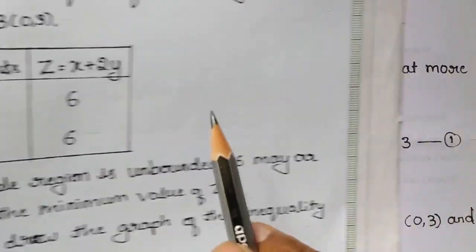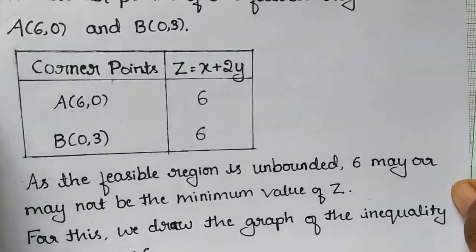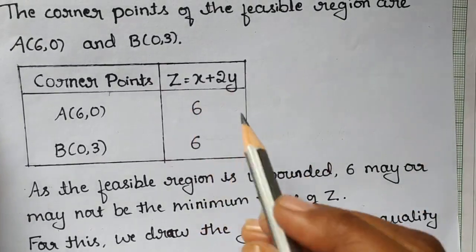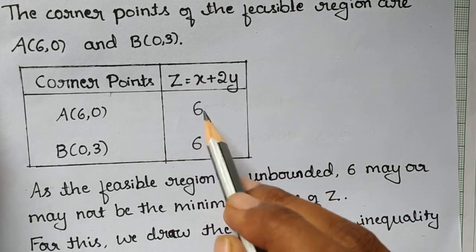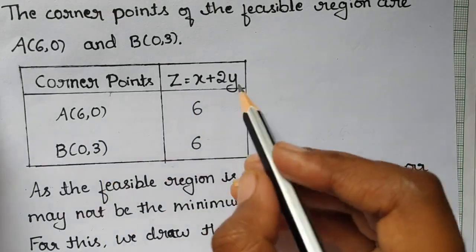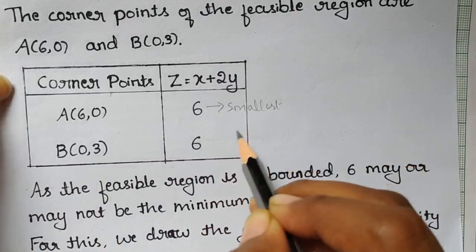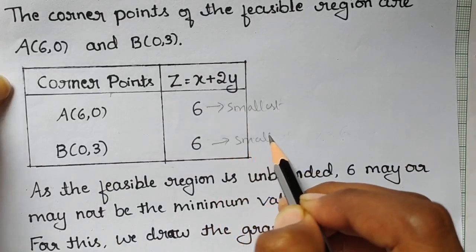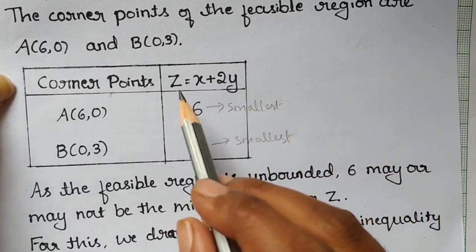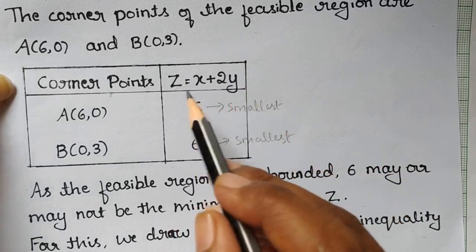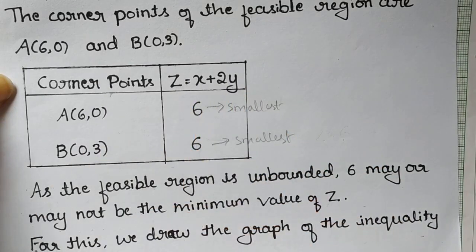Now the question is to find the minimum value of z. Here, the least value of z at the corner points is 6 itself because z has only one value, 6, at both of the corner points. So we write 6 as the smallest value of z. Suppose the question is to find the maximum value of z, then we consider 6 itself as the greatest value of z because z has only one possible value at the corner points.